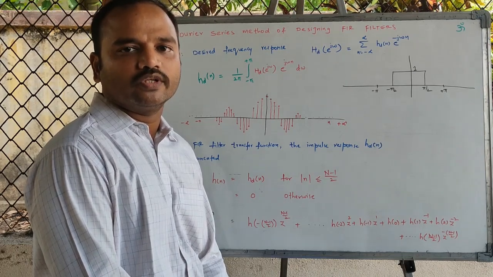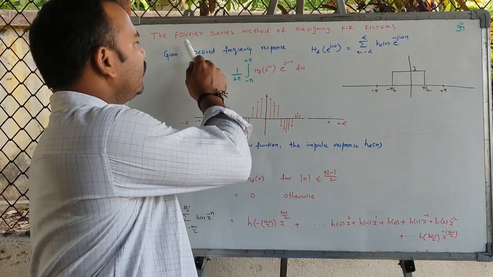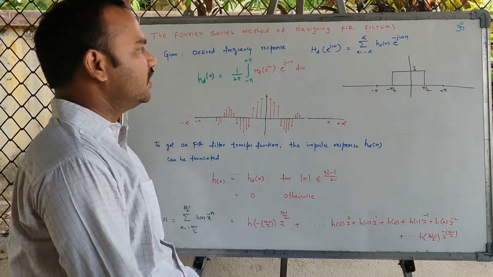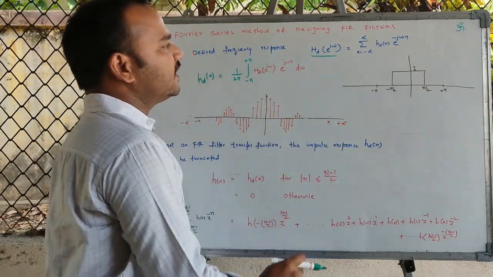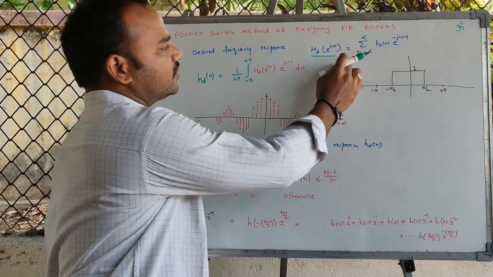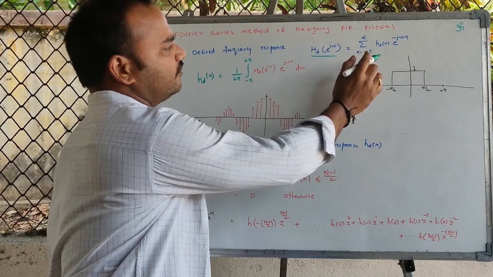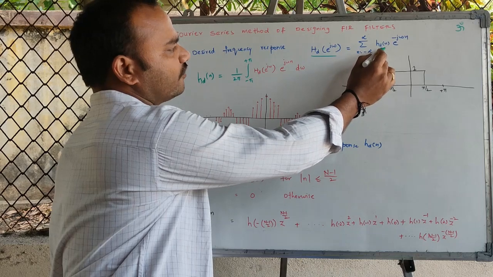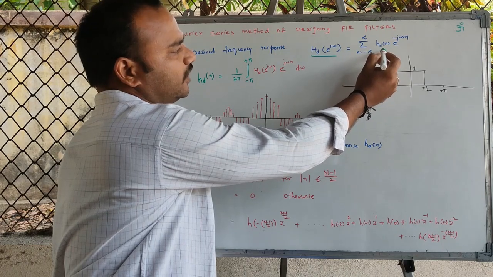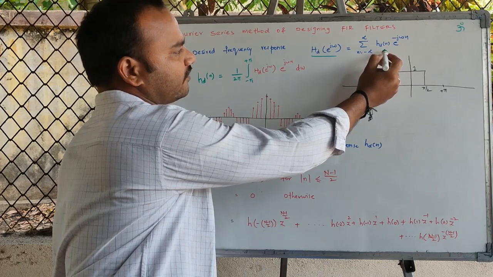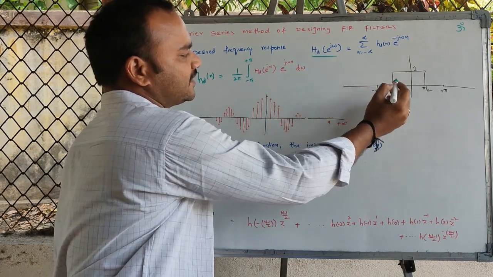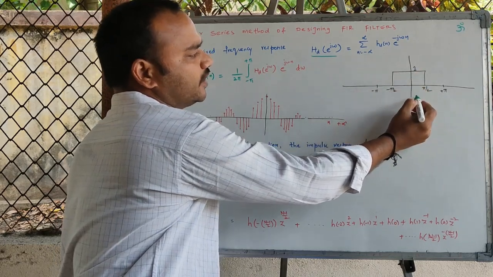Now I will explain the first method, that is designing of FIR filters using the Fourier series method. In this method, first the frequency response of the desired filter is given. This desired frequency response is the summation from n equal to minus infinity to plus infinity of h desired of n e power minus j omega n. This h d of n is the filter coefficients, that is the impulse response of the FIR filter, and this is the frequency response. Now for this desired frequency response, an example magnitude function is shown here.